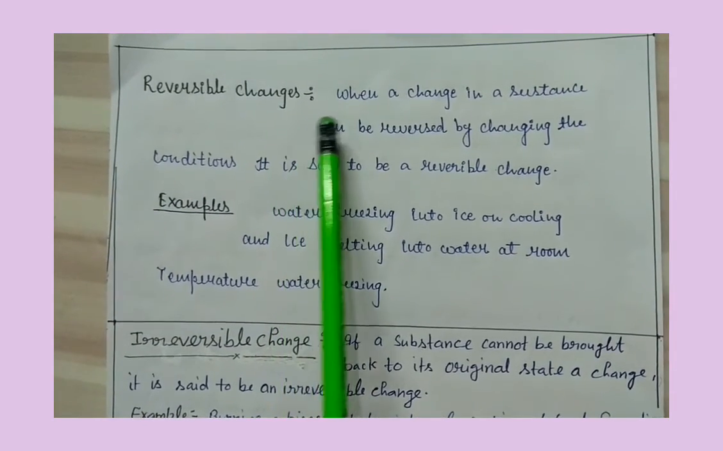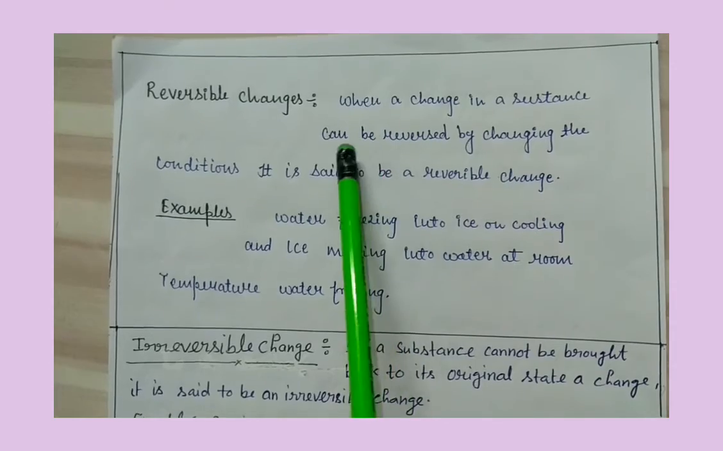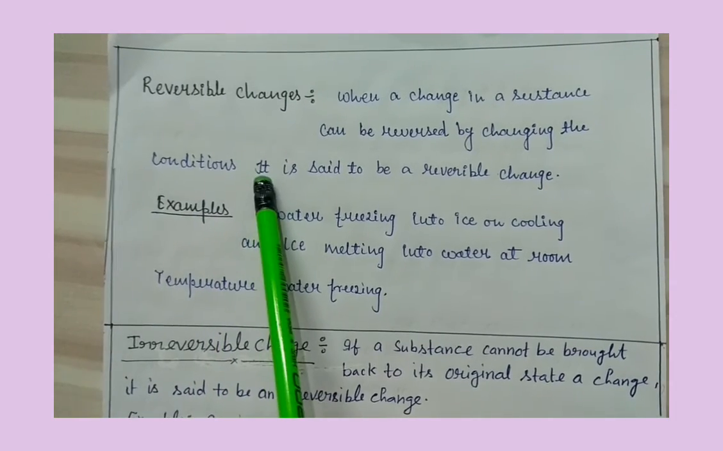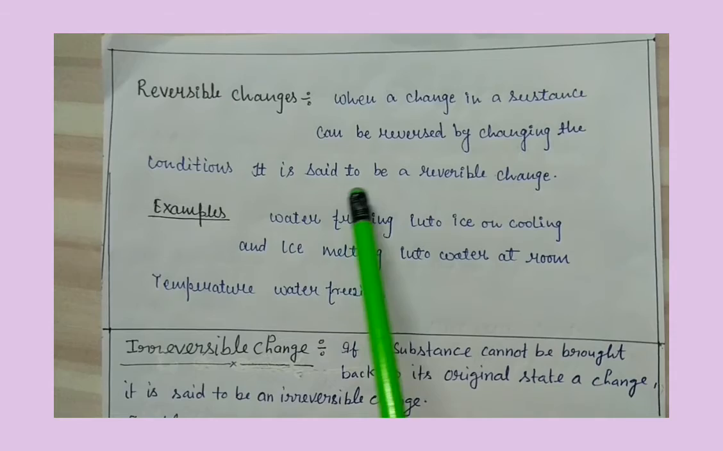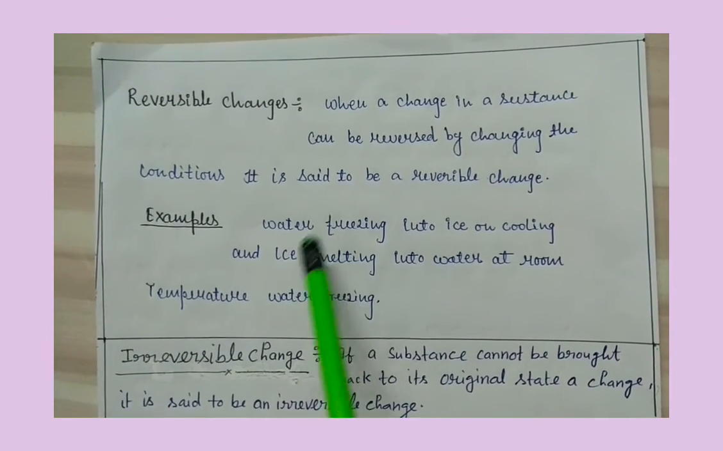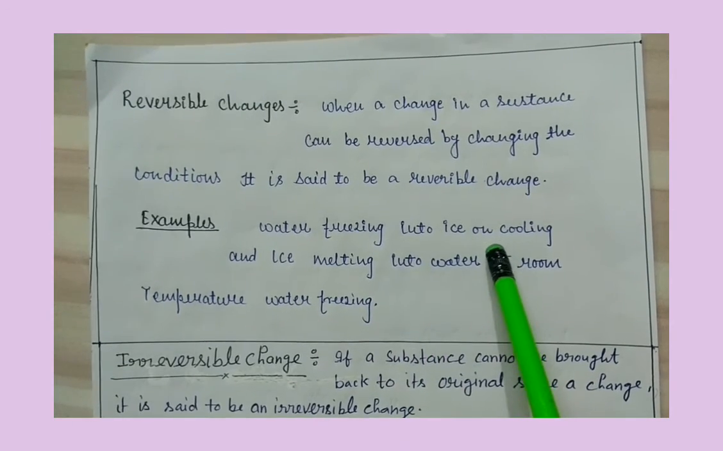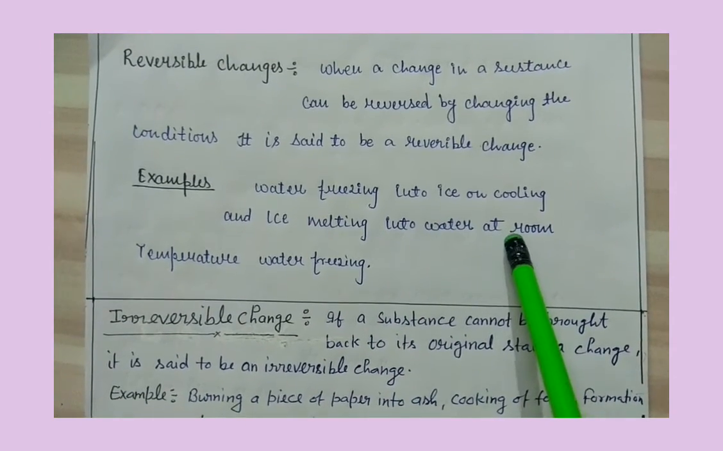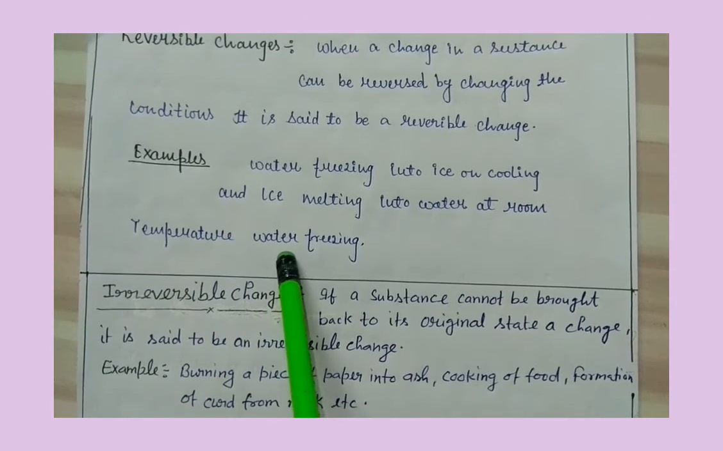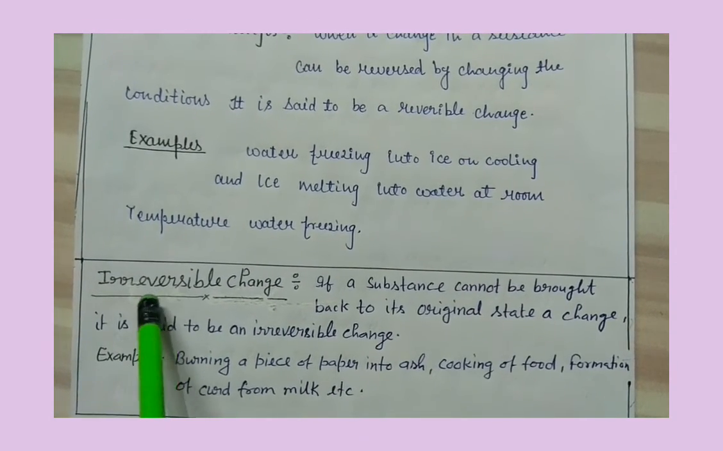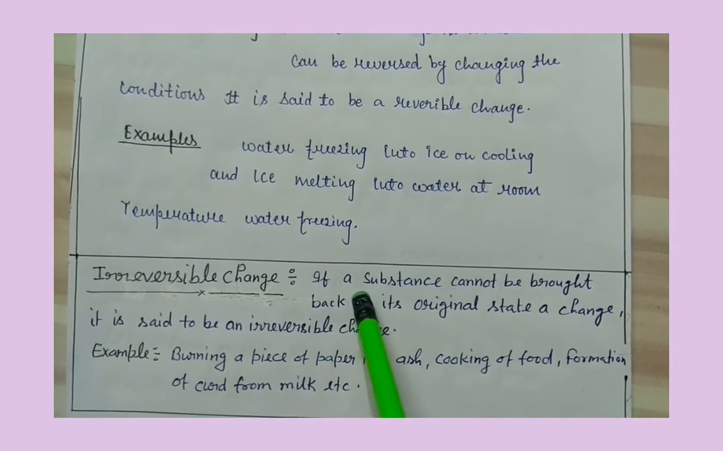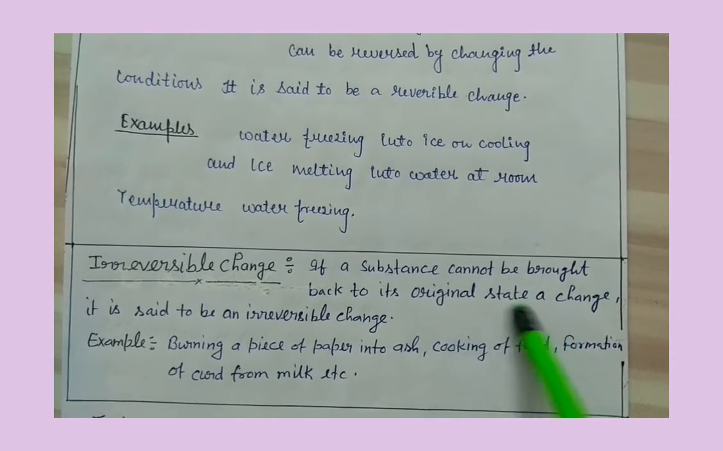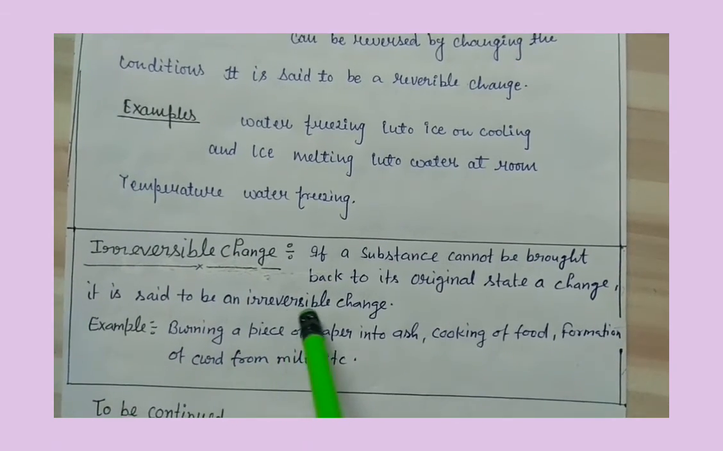Reversible change. When a change in a substance can be reversed by changing the condition, it is said to be a reversible change. For example, water freezing and ice melting into water at room temperature. Next, the irreversible change. If a change cannot be brought back to the original state, the change is said to be an irreversible change.